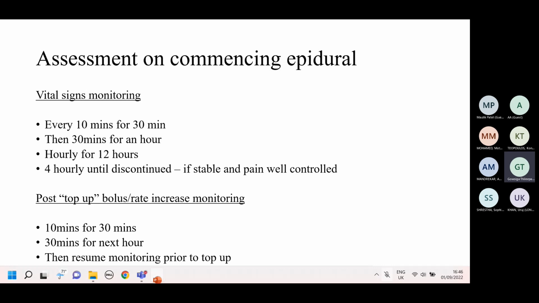Then, until discontinued, it should be monitored about 4 hourly if the patient is stable and pain is well controlled. When you give a top up or a bolus, or increase the rate of epidural infusion, again you should monitor every 10 minutes for 30 minutes, then every 30 minutes for the next hour, then resume the normal monitoring as prior to the top up.